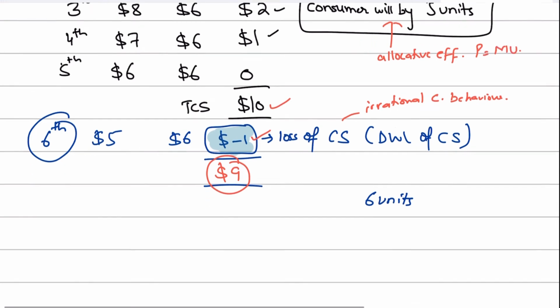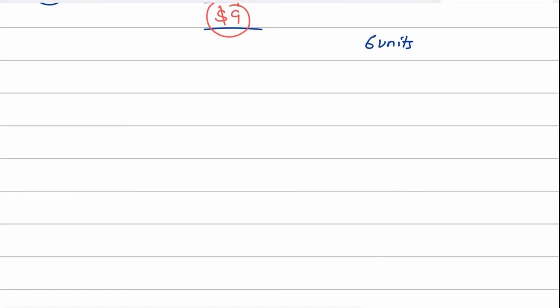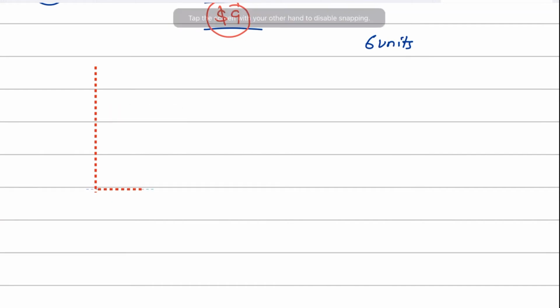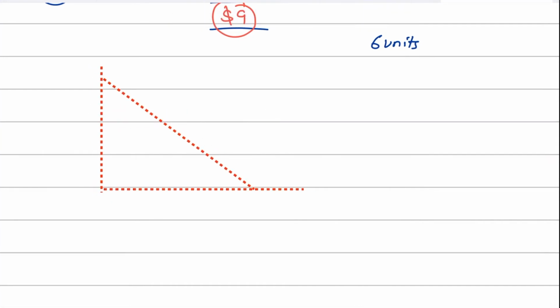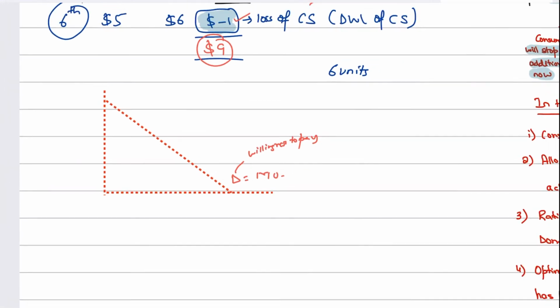Now I'm going to show this by way of a diagram, and I'm going to draw a demand curve for that. Why am I drawing a demand curve? Because demand is basically the marginal utility curve, because demand represents your willingness to pay, and your willingness to pay is actually the marginal utility, right? So any point on the demand curve represents the marginal utility for that particular unit, right?